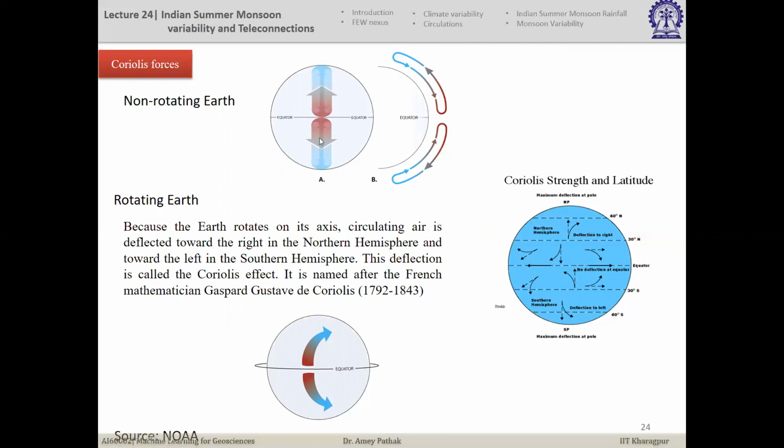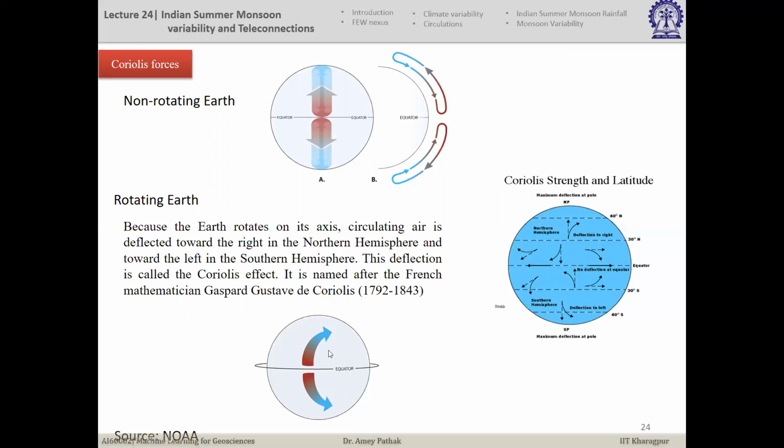But since the Earth is rotating, the wind does not move directly like this. Since Earth is moving in this direction, from west to east, as air moves away from the equator, it gets deflected towards the right. In the northern hemisphere, it gets deflected in this direction. In the southern hemisphere, this is also right, but we are looking at it from the equator, so some people call it deflected towards the left. The deflection is more as we move away from the equator, and this is known as the Coriolis force.